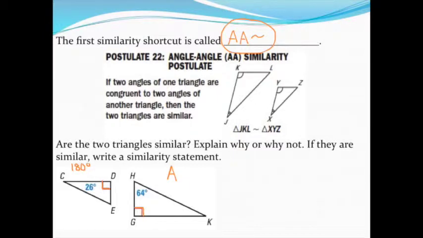So subtracting 90 and 26 from 180, I can learn that angle E is 64 degrees. Aha, those match up. Similarly, no pun intended, I can figure out that angle K is 26 degrees. And so I can see that, yeah, in fact, I have two angles matched up. And as it turns out, if two angles match up, the third one has to match up automatically. So yes, I get two angles. In fact, I get all three. It only takes two though.